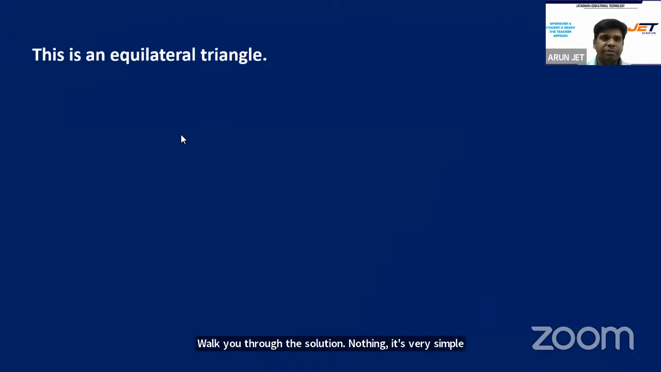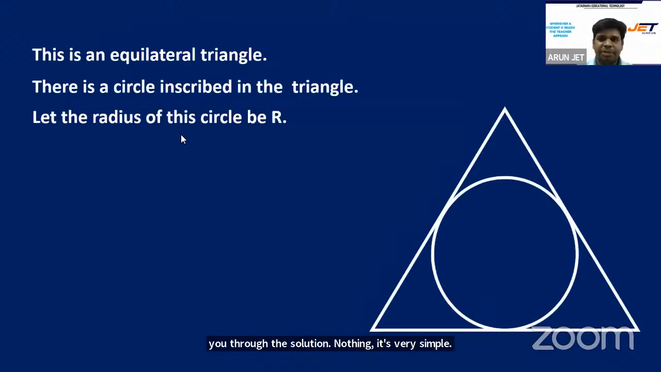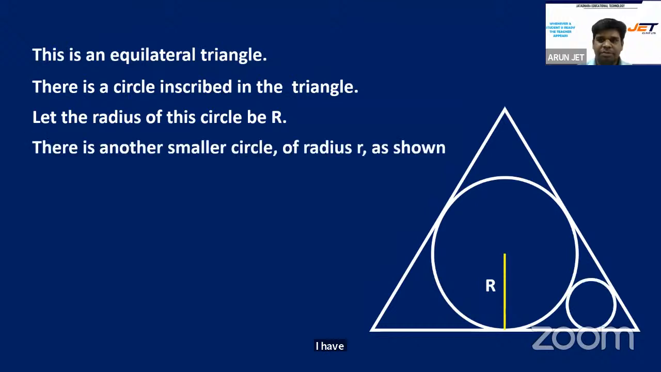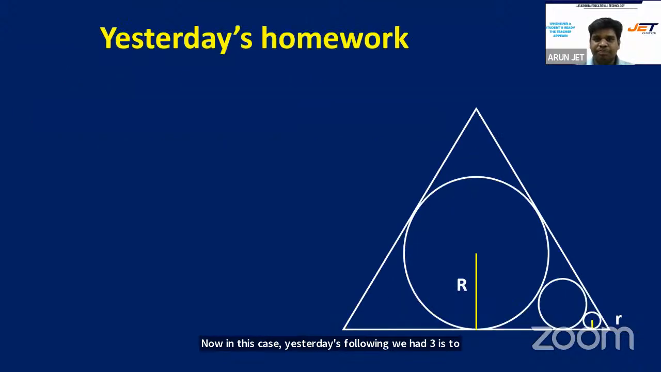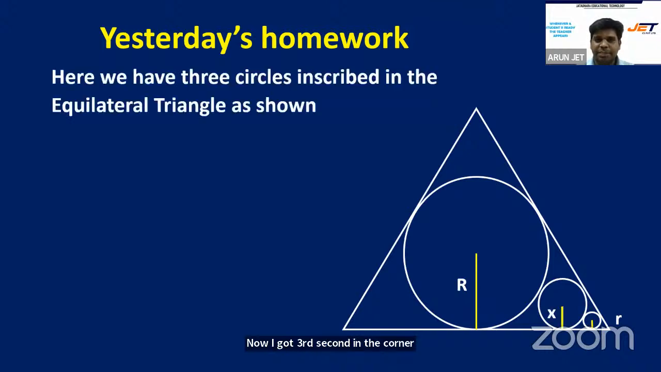I have a circle inscribed in it, another circle, and another circle. Now, in yesterday's problem, we had 3 is to 1 as the ratio. The ratio of the radii of the circles was 3 is to 1. Now, I've got a third circle in the corner. If I presume this to be x, from similarity of the figures, r is to x is 3 is to 1.